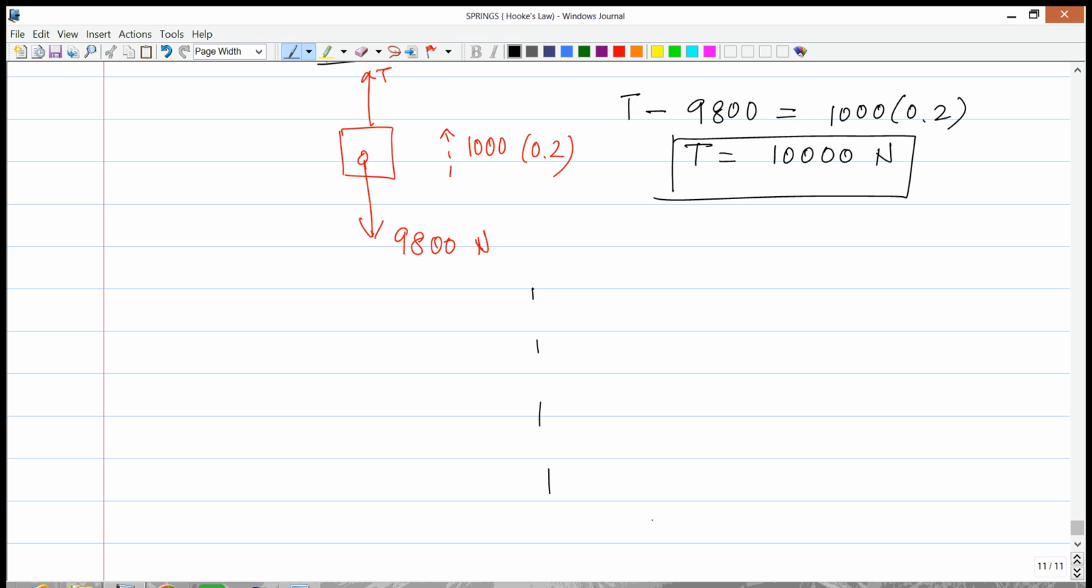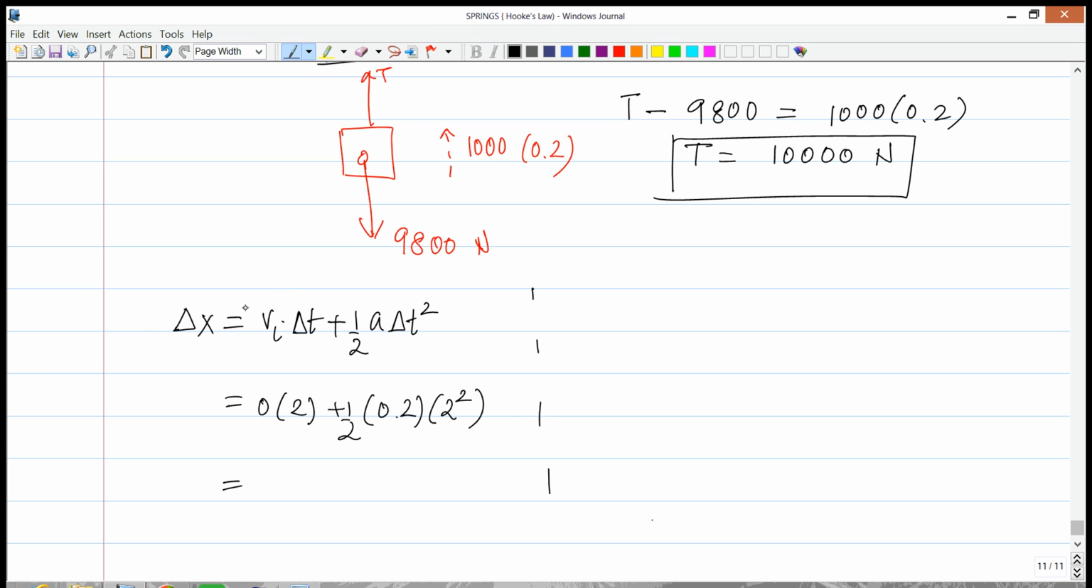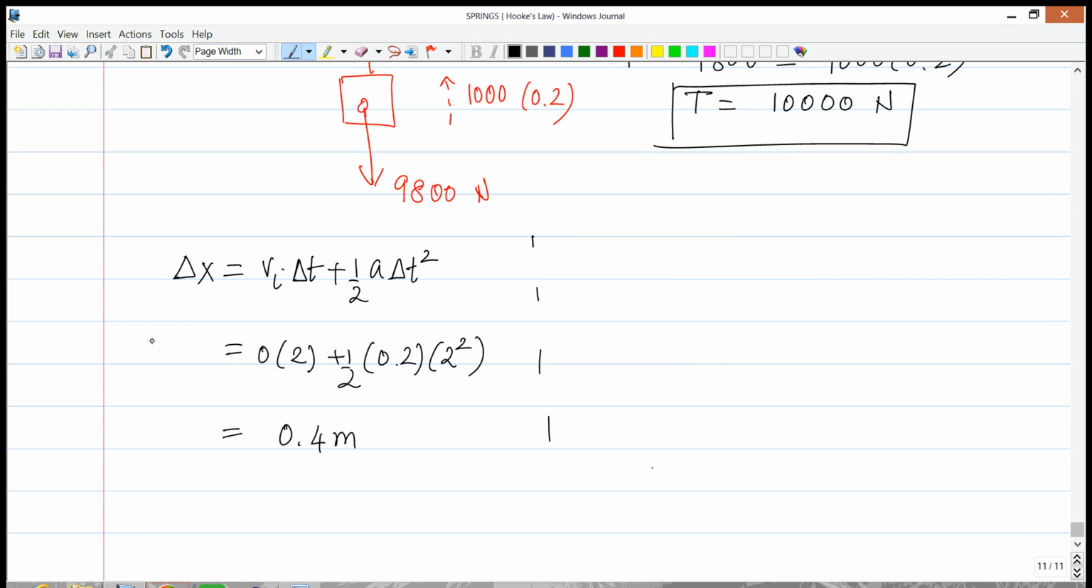Since the acceleration is constant, and we also know the amount of time, we can use this equation: delta x equals vi delta t plus 1/2 a delta t squared to figure out the distance. And this is simply given by 0 times 2 plus 1/2 times 0.2 times 2 squared. And this happens to be nothing but 0.4 meters.